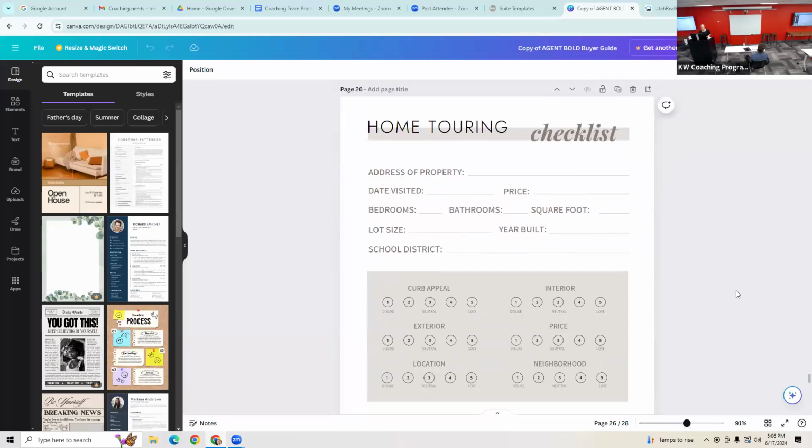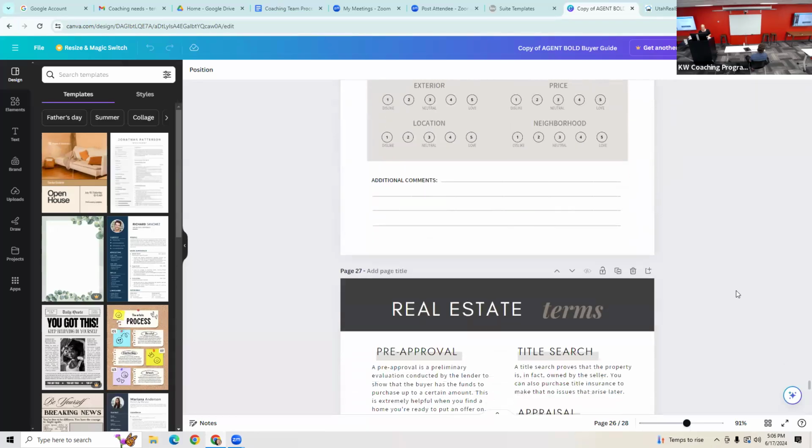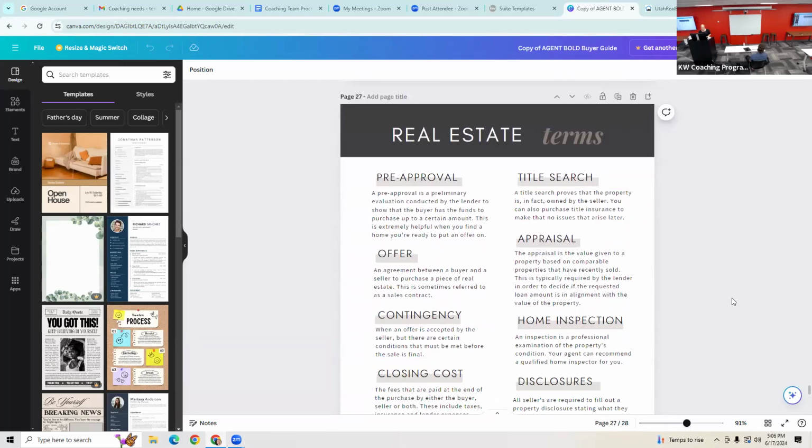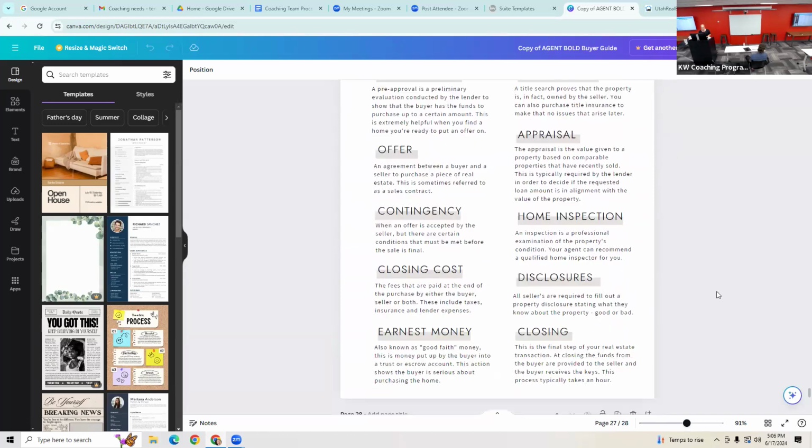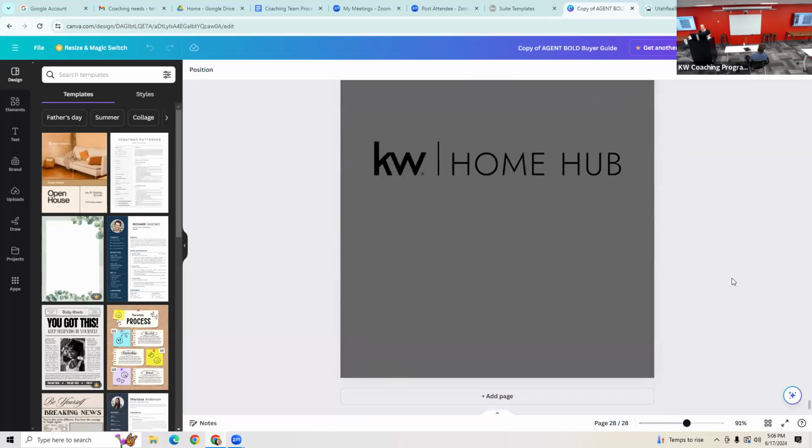Home touring checklist. This is something they can bring with them. They can go through it and give you some feedback on the houses. And more real estate terms that you want to be very familiar with. Study this, and make sure you understand how to explain all of this to people. And that's pretty much it.